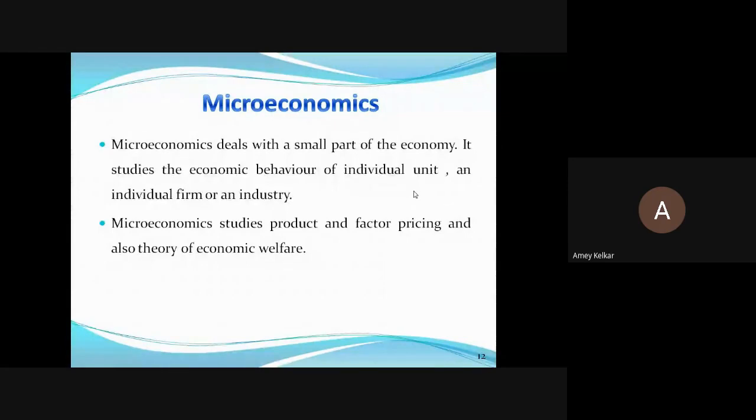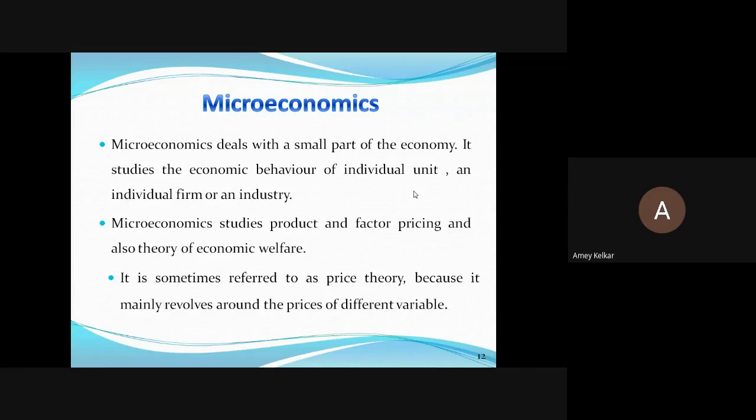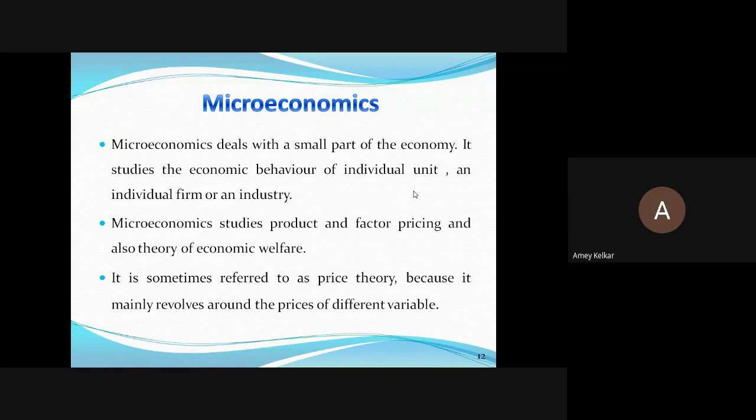So microeconomics studies product and factor pricing and also the theory of economic welfare. So microeconomics deals with the study of product and factor pricing and also the theory of economic welfare. Now once we take an example, we will understand this in a better way. It is something referred to as price theory. So microeconomics is also referred to as price theory because it mainly revolves around the prices of different variables. Okay, so it is moving around the price of different variables. So we refer to this as price theory also.